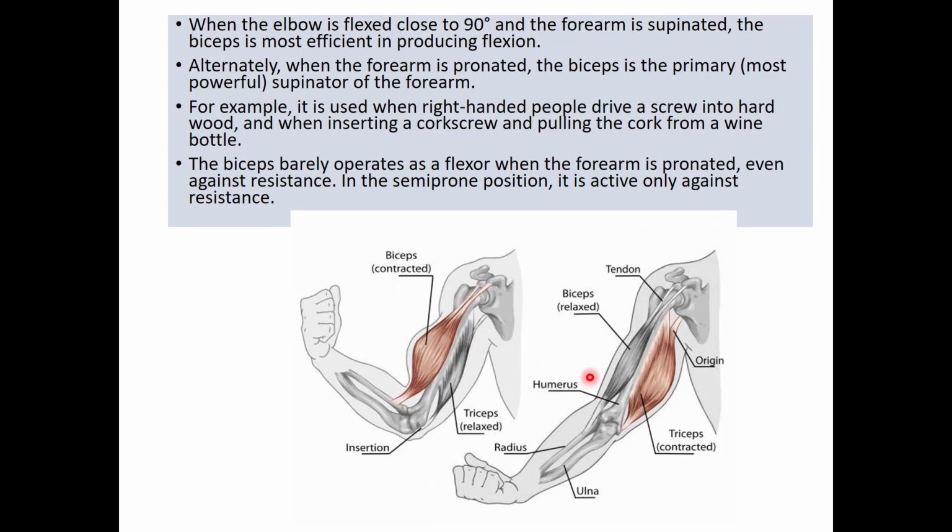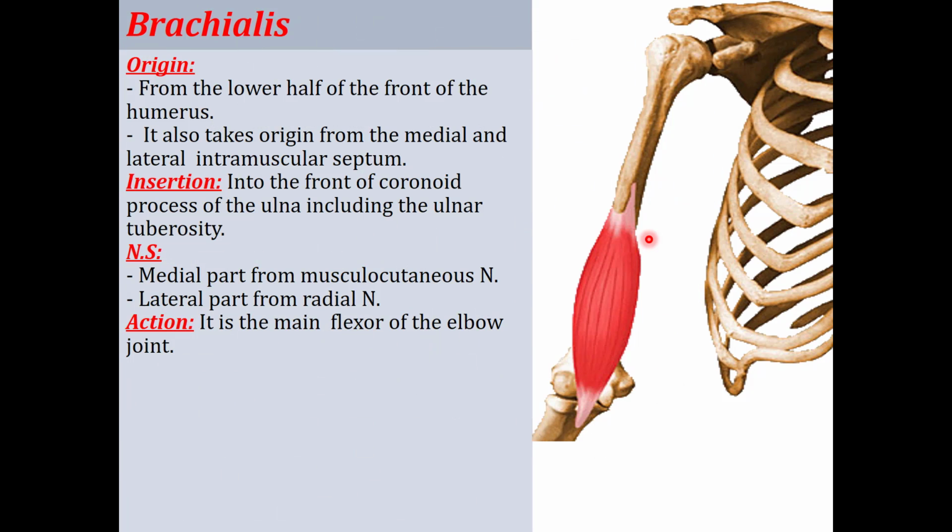Alternatively, when the forearm is pronated, the biceps is the primary supinator of the forearm. For example, it is used when right-handed people drive a screw into hard wood, and when inserting a corkscrew and pulling the cork from a wine bottle. The biceps barely operates as a flexor when the forearm is pronated, even against resistance. In the semi-prone position, it is active only against resistance.